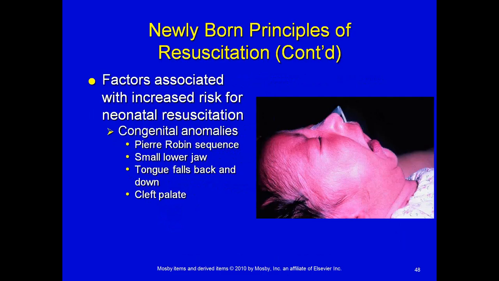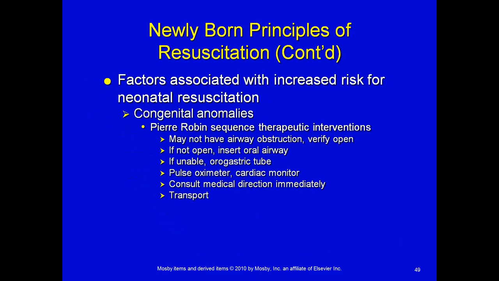This allows that large tongue to fall back and down on the back of the throat, and they may also have an associated cleft palate with it. They may not have airway obstruction, but it's important that we verify their airway is open. If it's not open, you may need an OPA in order to hold that tongue up off the back of the throat. If you're unable to do an OPA, insert an oral gastric tube, monitor their ability to ventilate with lung sounds and visual appearance of their work of breathing, as well as pulse oximetry and cardiac monitor, and consult medical direction immediately if there's airway obstruction.